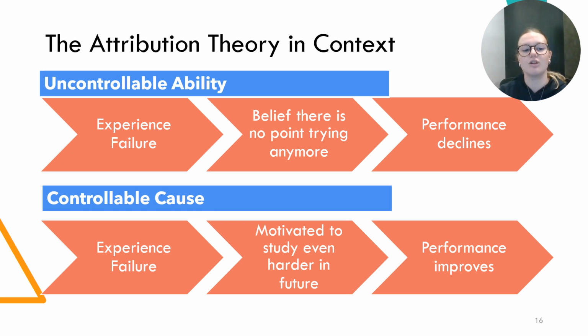On the other hand, a controllable cause is described as when failure is attributed to a lack of effort. It follows the structure of a learner experiencing failure and believing it was due to a lack of effort they may have put into studying or revising. This then goes on to them acknowledging that they have a responsibility for studying and therefore putting in more effort in revising and paying attention in class to ensure that they do better on their next test and therefore their performance improving in the next assignment.